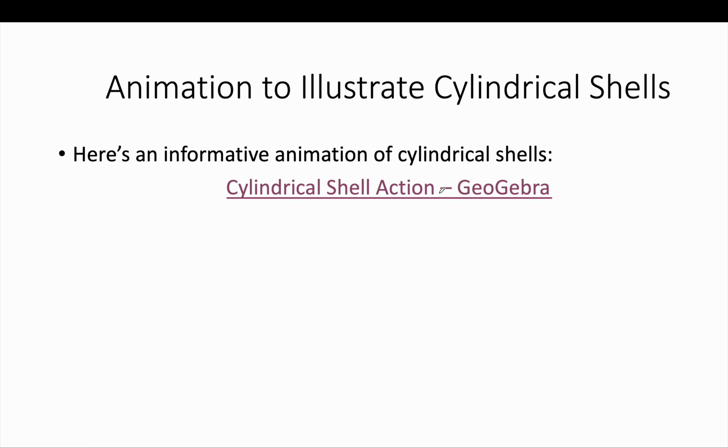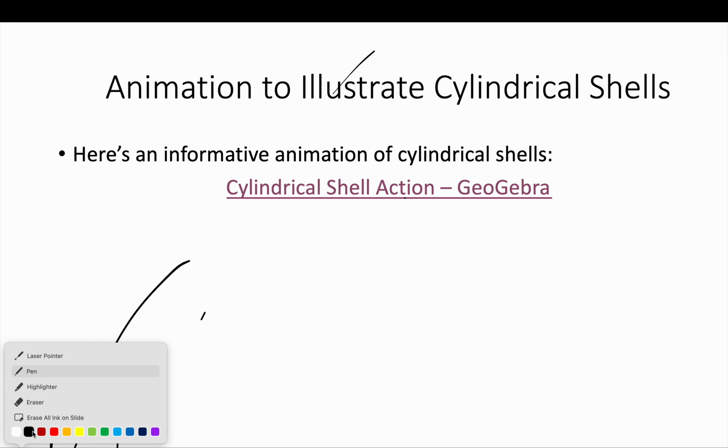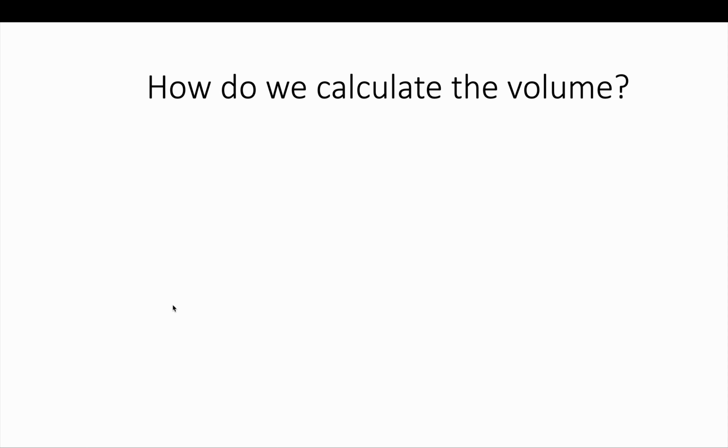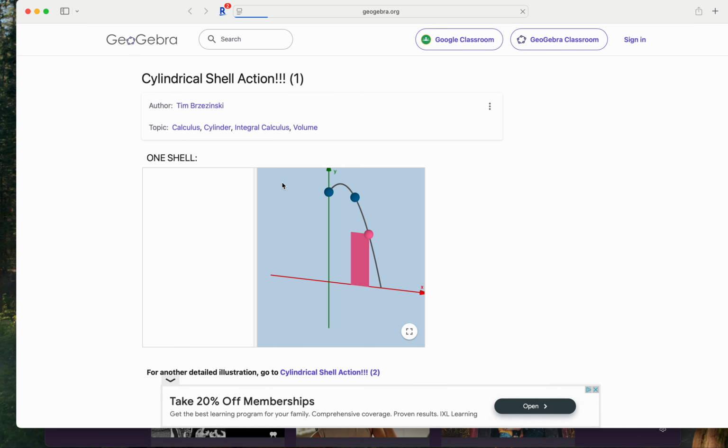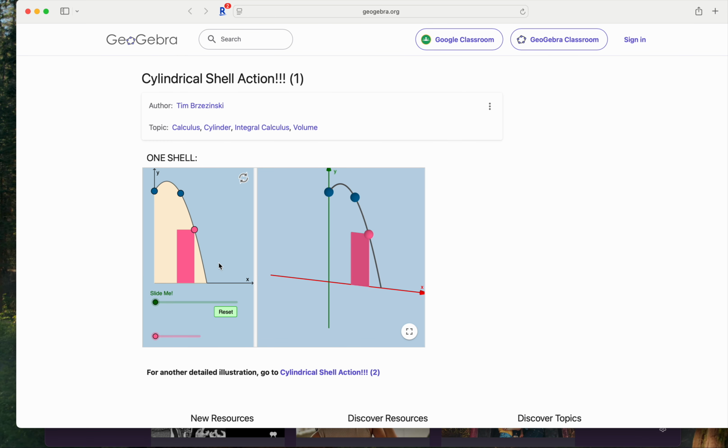So let's take a look at the cylindrical shell in action. Does it pop up? And we want to see our cylindrical shell in action. So here we go. Here's our cylindrical shell. We do see that when I have a representative rectangle and I rotate that around the y-axis, that creates what's called a cylindrical shell.